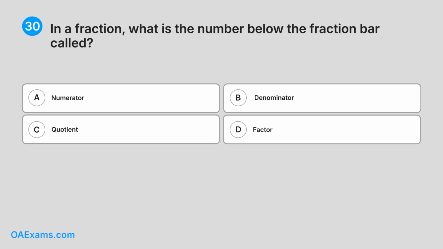30. In a fraction, what is the number below the fraction bar called? A. Numerator. B. Denominator. C. Quotient. D. Factor. What do you think is the answer?